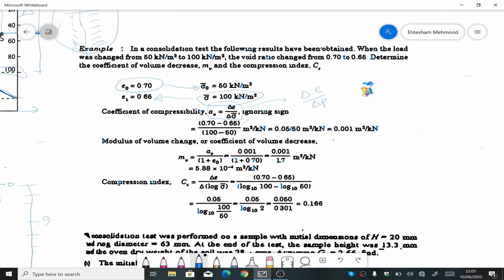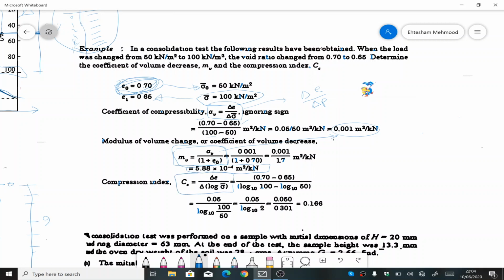So it is giving us av, or coefficient of compressibility, of 0.001 meter square per kilonewton, and we know that mv is equal to av over 1 plus e naught. So av we have just achieved from here, and e naught is 0.70. So we place in the values and we get a value of 5.88 times 10 to the minus 4 meter square per kilonewton.